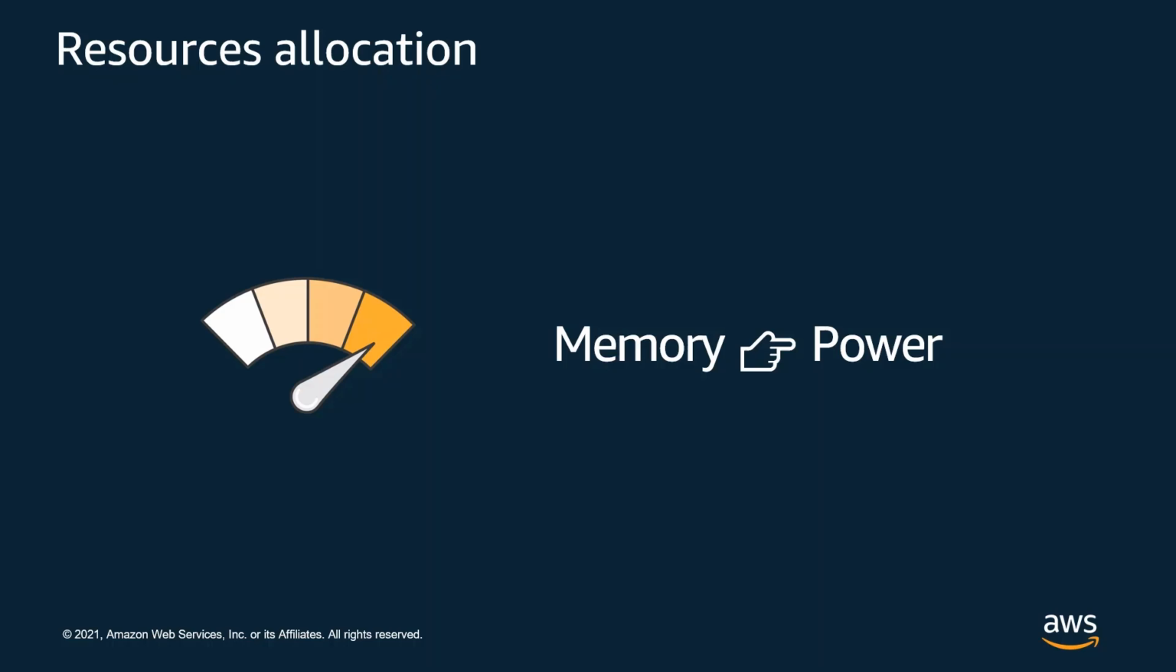Now, many developers leave the memory set to the default 128 meg, and this is fine for very simple functions. But if your code is CPU, network, or memory bound, then changing the memory setting can dramatically improve performance overall. And in fact, it can even be cheaper.